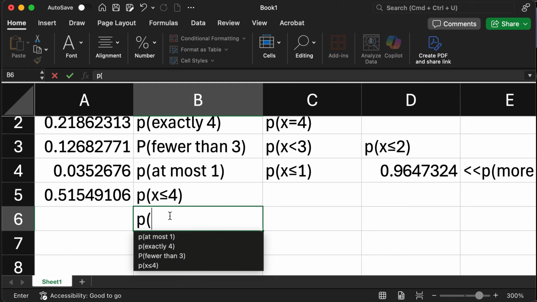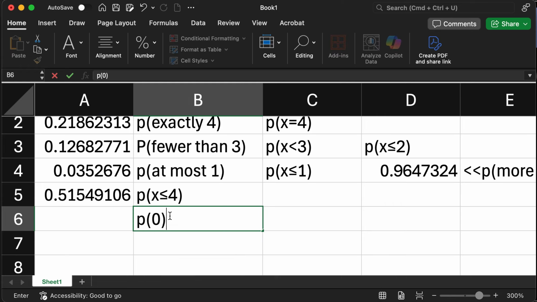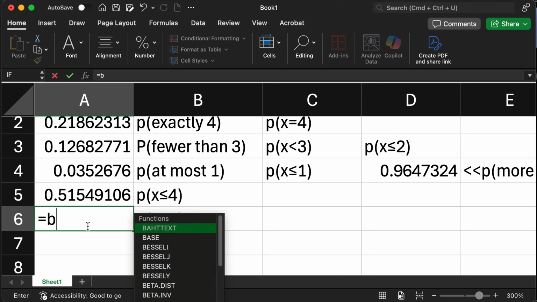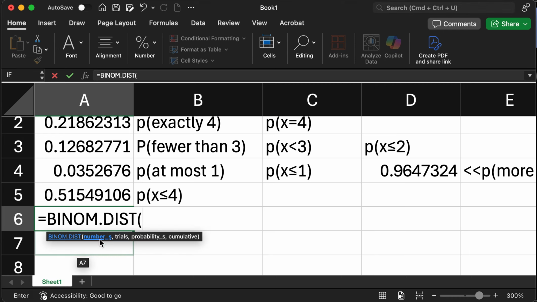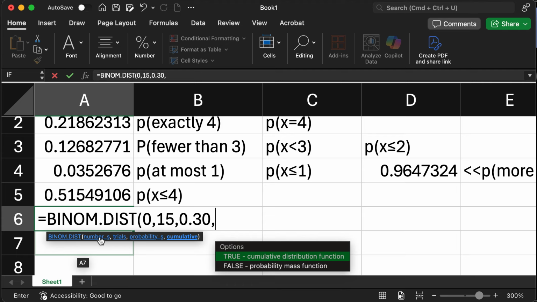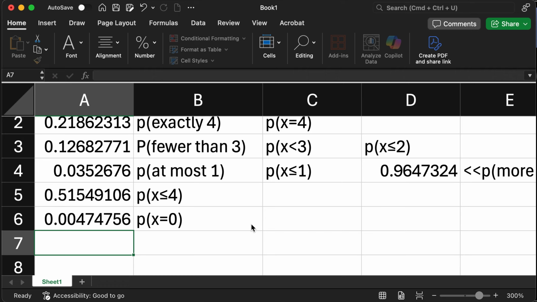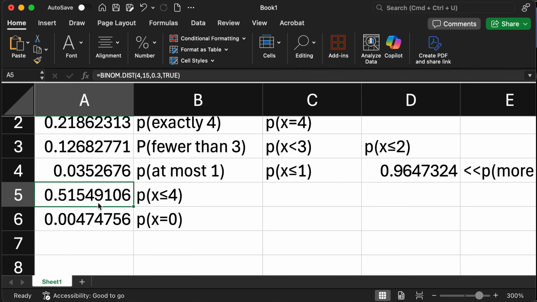Then I'm going to find the probability of exactly 0. The probability of x is equal to 0. Binomial distribution command. The value that I'm looking for now is 0. Number of trials 15. Probability of success 0.30. Do I want cumulative? No, I just want the probability of x is equal to 0. That's the probability of x is equal to 0. And remember, I'm going to subtract this one from this one to find the probability between 1 and 4 inclusive.